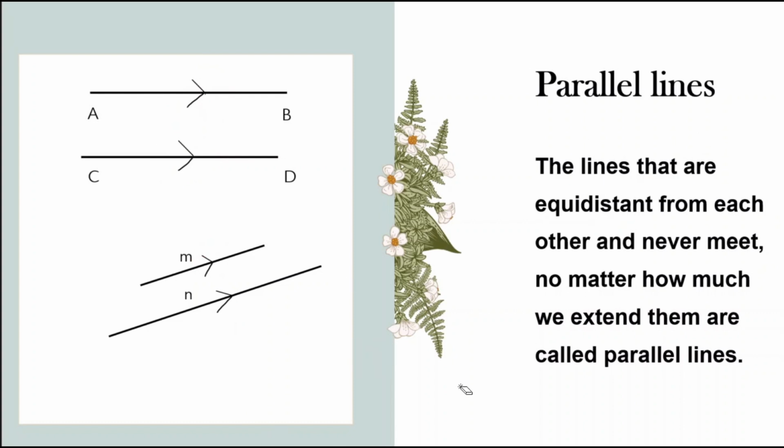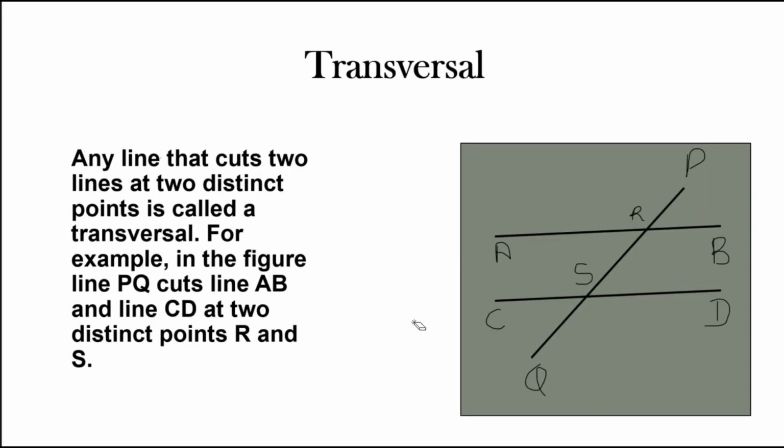Okay. Now moving to the next topic, which is also very important, transversal. So what is a transversal? Transversal is any line that cuts two lines at two distinct points. What I mean by it is, if you look at the figure, there is a line PQ. This line is cutting or intersecting AB at point R and it's meeting CD at point S. So any such line which intersects other lines at different points would be called a transversal.